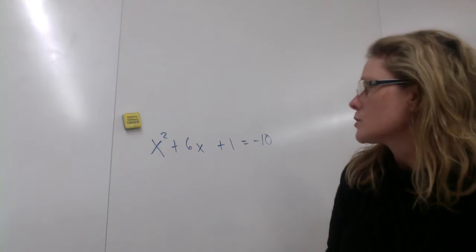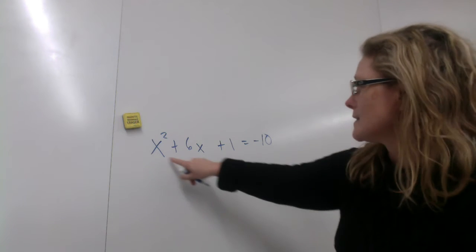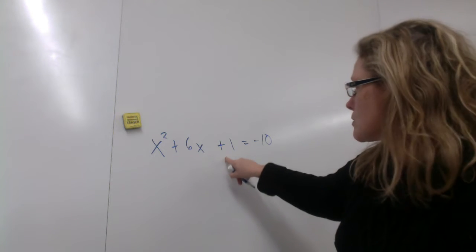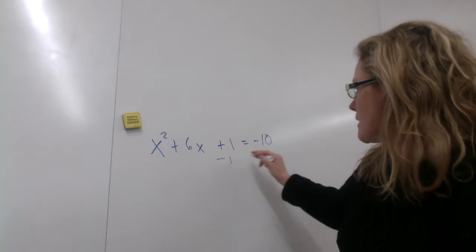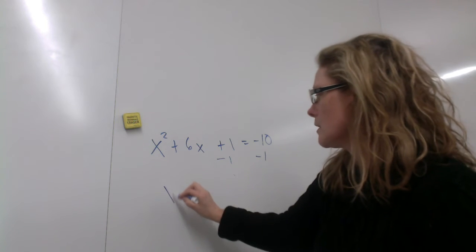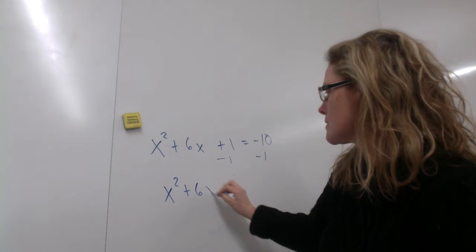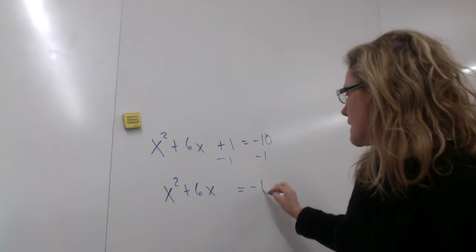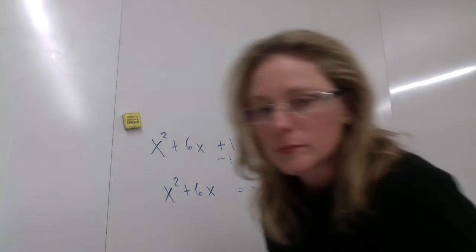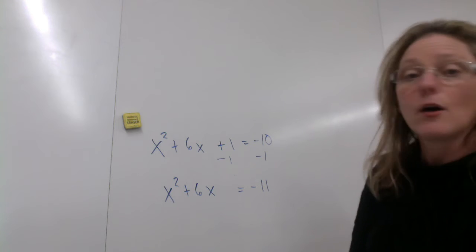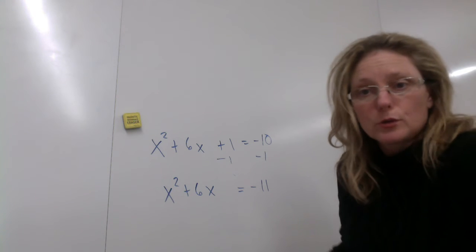All right, so if I want to complete the square, I'd like to have these on one side, so I'm going to take that plus 1, I'm going to minus a 1. So I'm going to have x squared plus 6x equals negative 11. Okay. All right. Now I'm going to create that perfect square.